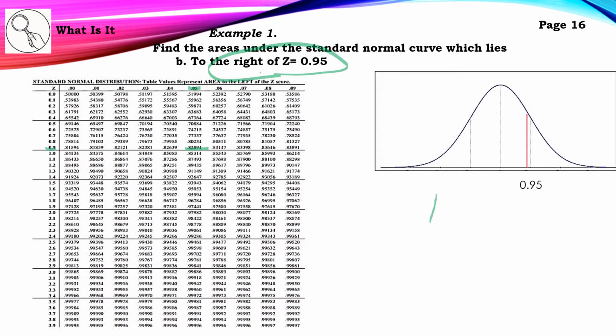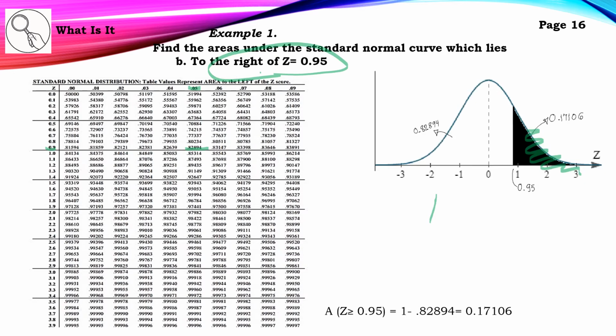Always remember that the total area of a normal curve is 1. So in order for us to get the area to the right of 0.95, we will deduct the probability value to the left of 0.95 from 1. So 1 minus 0.82894 equals 0.17106. So if we shade the area to the right of 0.95, we have this area to the right of 0.95.